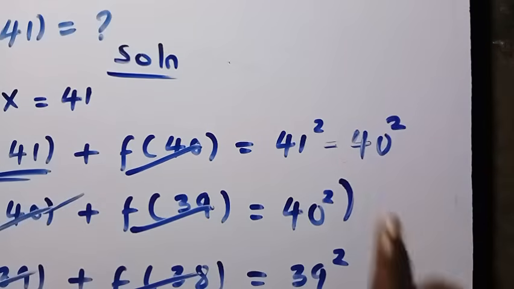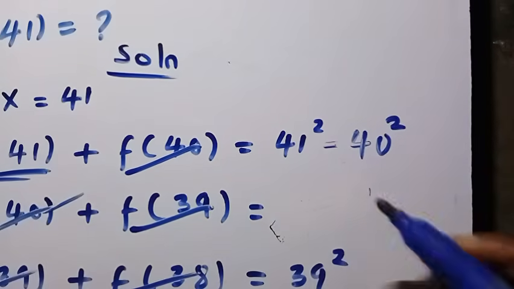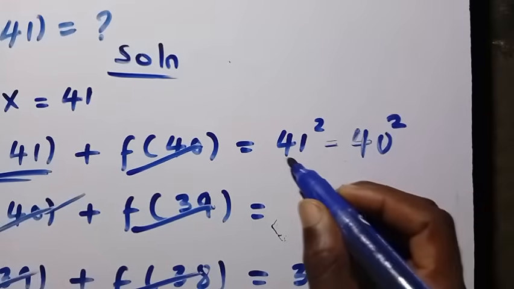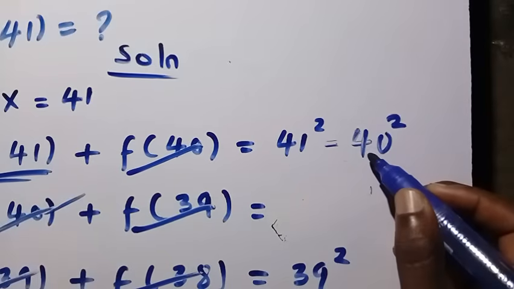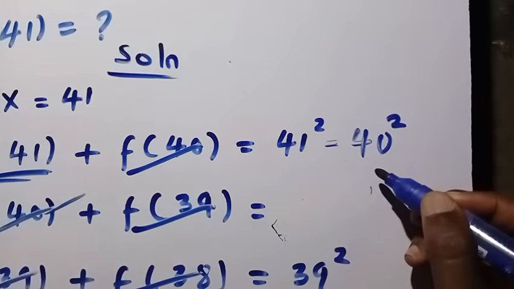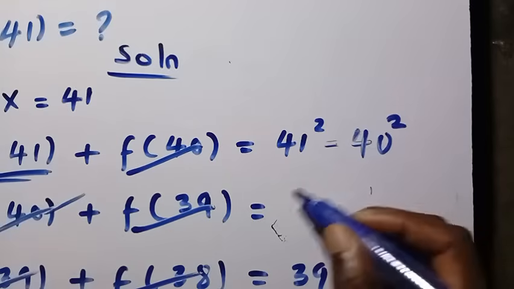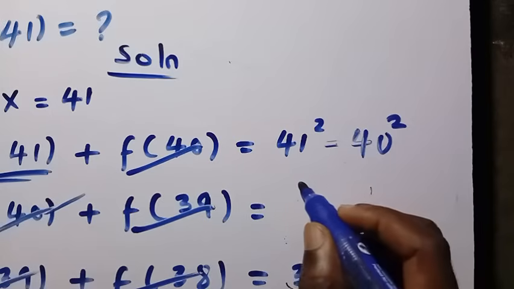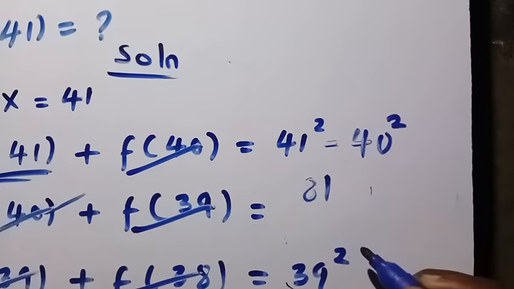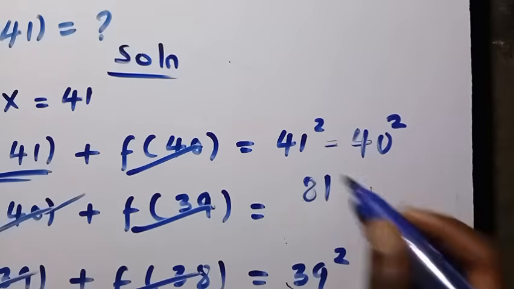So when we try and solve this one together, 41 squared minus 40 squared is like adding 41 plus 40, then we also subtract 41 and 40, and we multiply the two together. So doing that, we are going to have 81. So 81 is the first one.